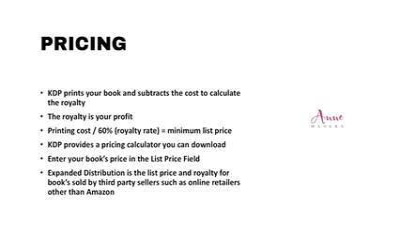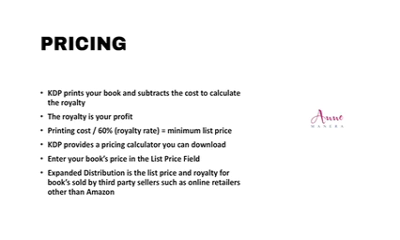So it's whatever's left. Basically it's the 60% royalty rate. So it's the printing cost divided by 60% royalty rate equals the minimum list price. And then KDP provides a pricing calculator you can download. So typically an $11.99 book in black and white, 100 pages, would give about a $5 royalty.